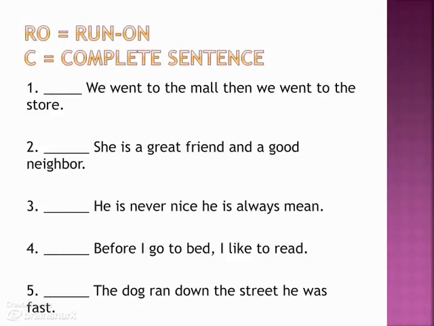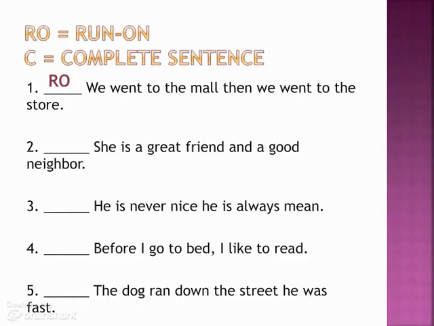All right, let's check your answers and see if you can identify run-ons. Number 1, we went to the mall, then we went to the store. How many of you think this is a run-on? How many of you think this is a complete sentence? If you said it's a run-on, you are correct. We have 2 complete sentences here. The first is, we went to the mall. The second is, then we went to the store.